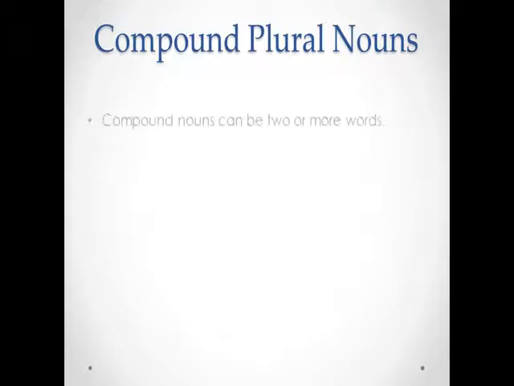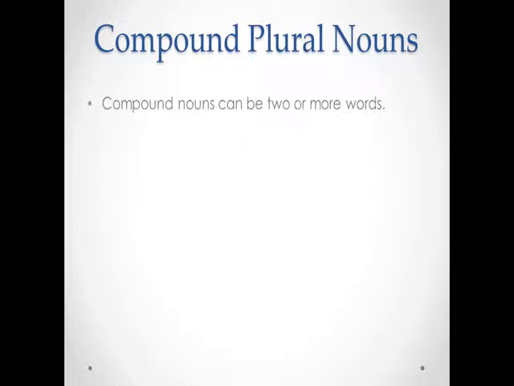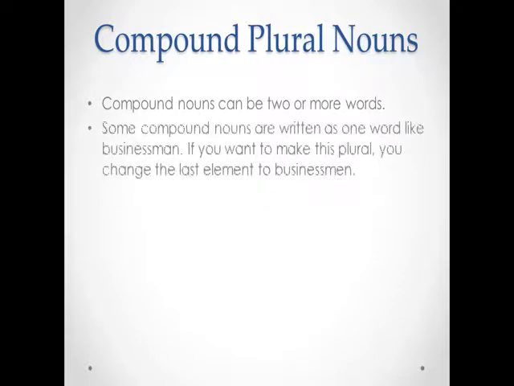We also have compound nouns that you're going to want to make into the plural. So when you see a compound noun such as businessman, you may want to change that to be businessmen. That would be the plural form of businessman. So basically you look at a compound noun like businessman, which is basically two different words combined together, and you take the last element of that and you change it to the plural form.